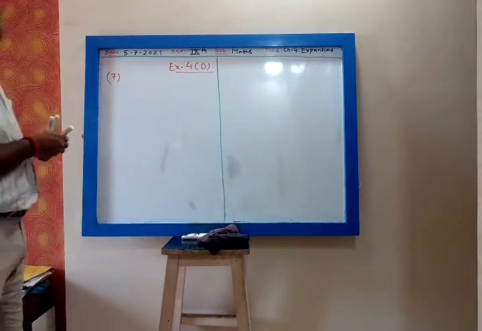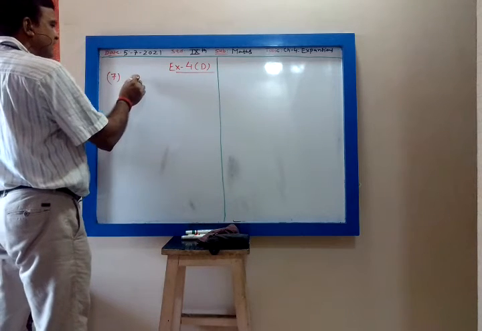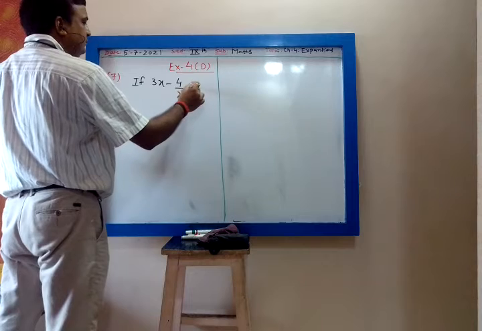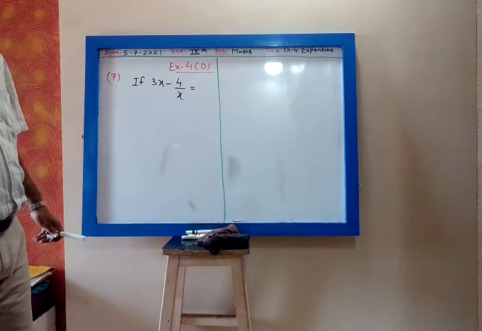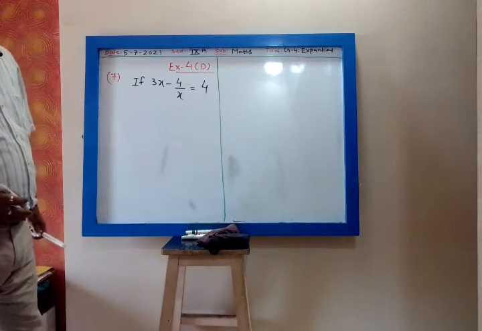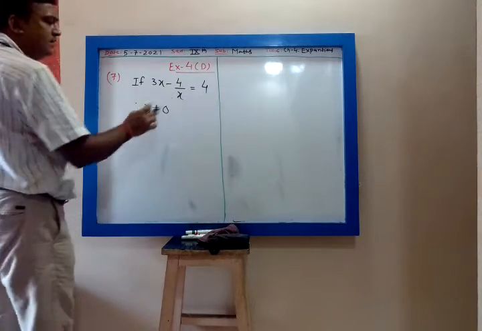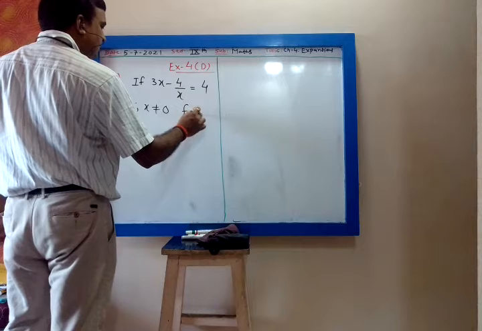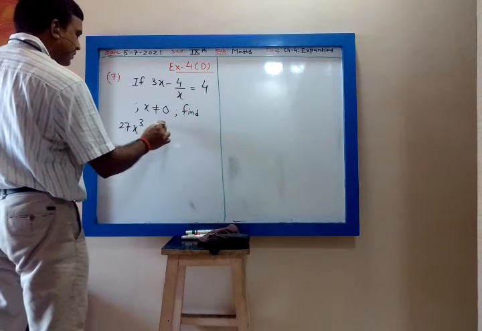Question number 7. If 3x minus 4 by x is 4, and it is given that x is not equal to 0 because x is there in the denominator, then find 27x cube minus 64 upon x cube.